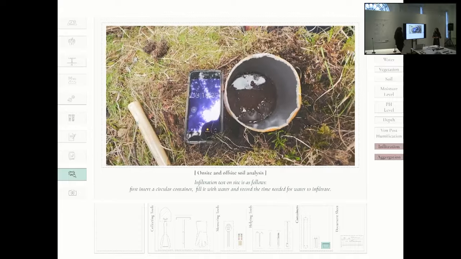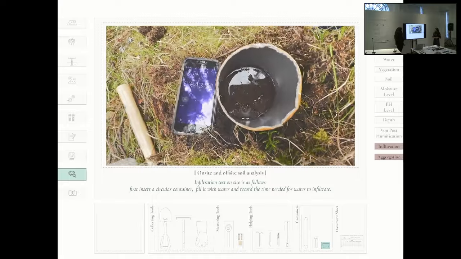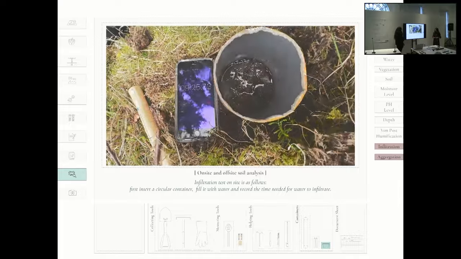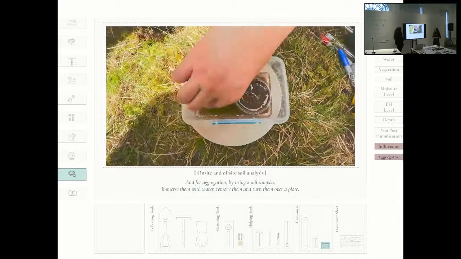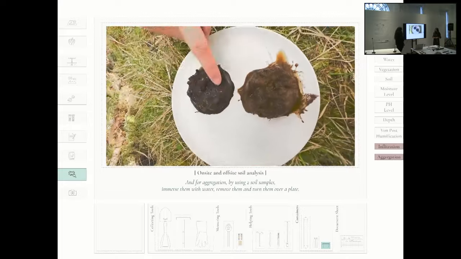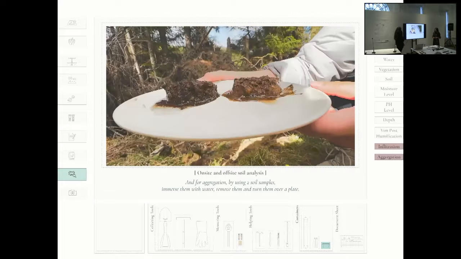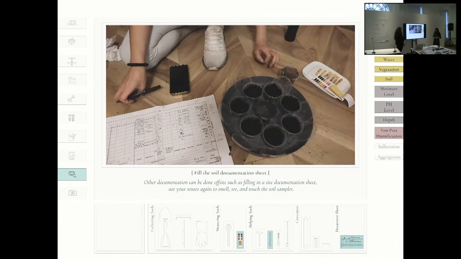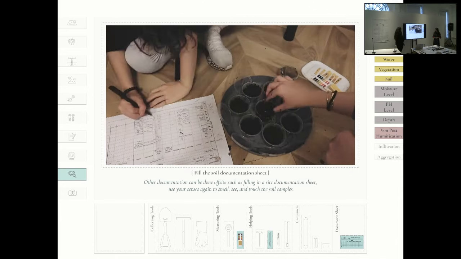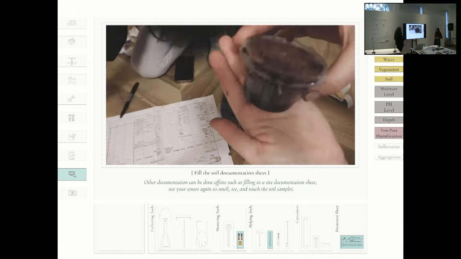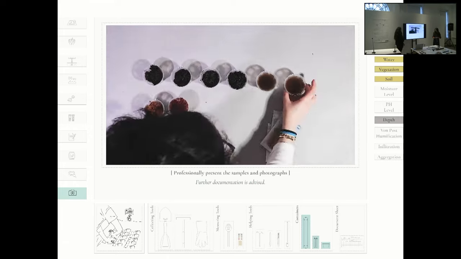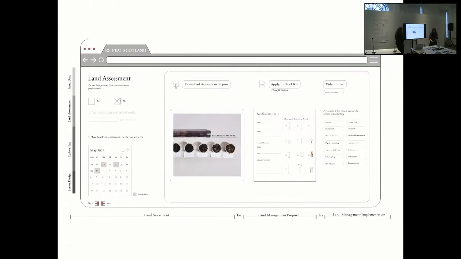Infiltration test on site is as follows. First, insert a circular container, fill it with water, and record the time needed for water to infiltrate. And for aggregation, by using two soil samples, immerse them with water, remove them, and turn them over a plate. Other documentation can be done off-site, such as filling a site documentation sheet, using your senses again to smell, see, and touch the soil samples. Photo documentation is advisable. So, after watching this video, the user can tap on the menu.